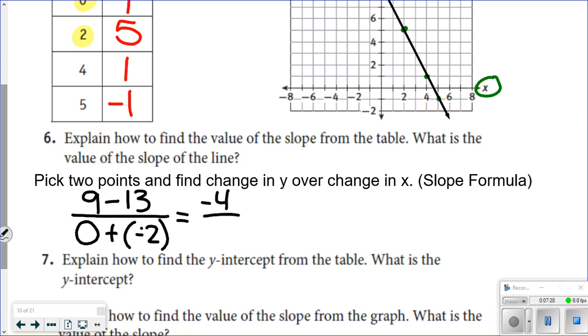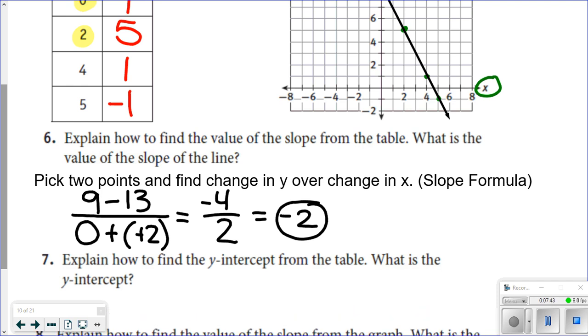0 plus 2 is 2. Ooh, this reduces to -2. So my slope from the table is -2.